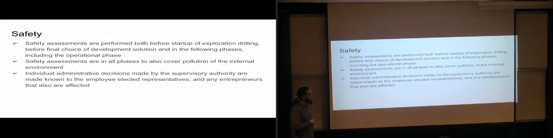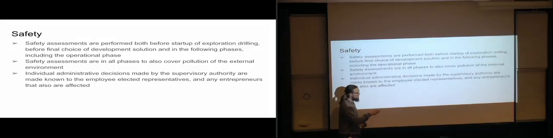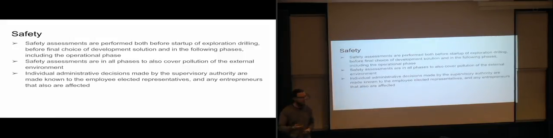The individual administrative decisions made by supervisory authority are to be made known to the employee elected representatives and any entrepreneurs that are also affected. Basically, the internal control system has to make sure that if the supervisory authority comes into the company and says that you need to change this, the company has to make sure that the union representatives and the entrepreneurs get to know what needs to be done and fixed. So the company management can't just try to hide it away.